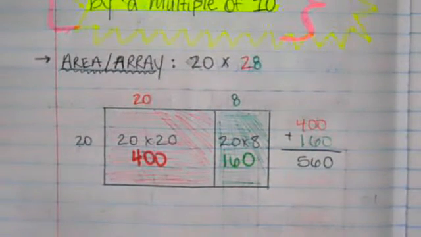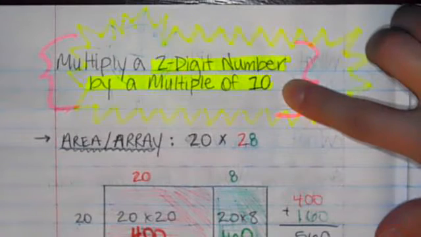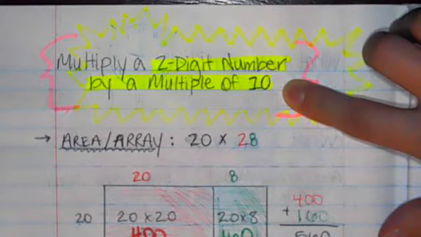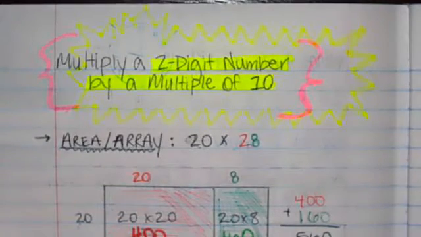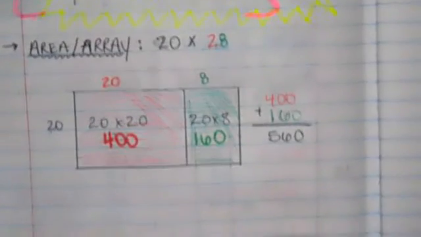I can also do this problem of multiplying by a multiple of 10 in another way, and that would be with the distributive property. Remember, any number that is a multiple of 10 has a 0 on the back of it: 10, 20, 30, 40, 50, 60, 70, 80, 90. So I'm going to show this in the distributive property now.